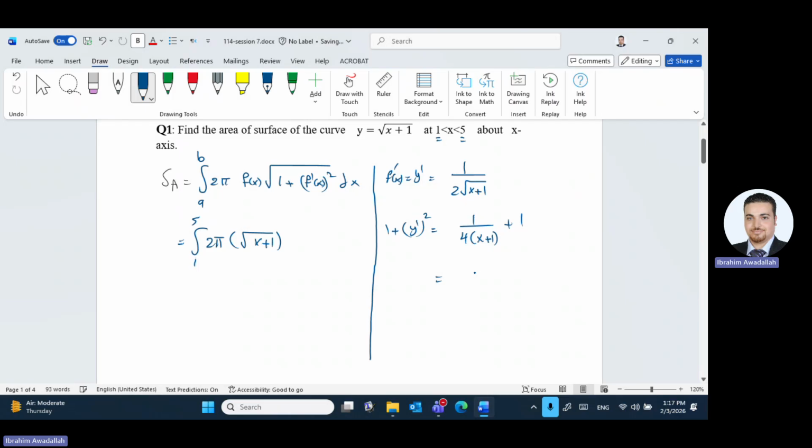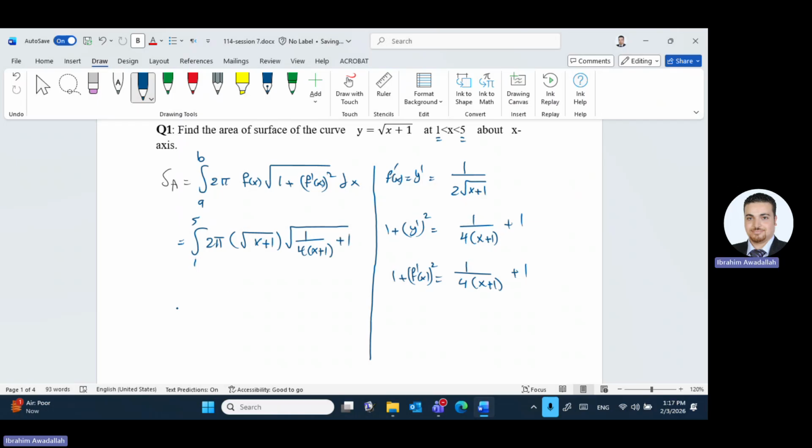So this will give me, make the denominators equal, or keep it like this, no problem. Both of them are fine. You can do this or that. 1 divided by 4 times x plus 1, then plus 1. So under the root here, I will write 1 plus f prime of x squared, which is this one. So I will write here 1 divided by 4 times x plus 1, then plus 1.